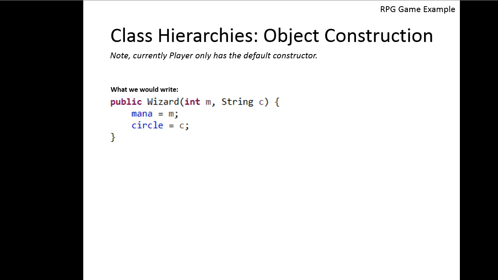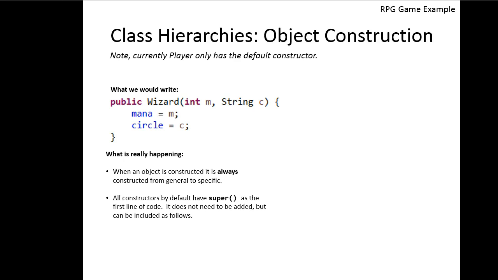Now, we really want to understand what's actually happening here. Because wizard is a subclass of player, we have to also construct that player component. When Java constructs an object, it constructs it from the most general class to the most specific. So what's really happening is that when an object is constructed, it's going to work its way up the hierarchy to the object class, which is the root of the Java hierarchy, and work its way back down.